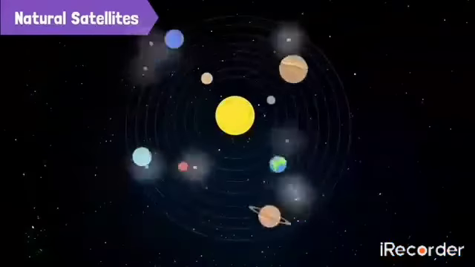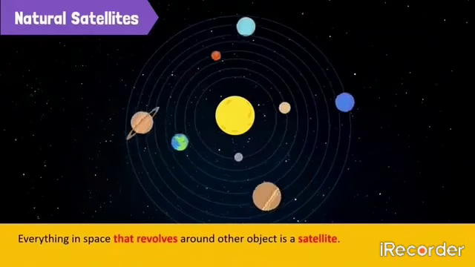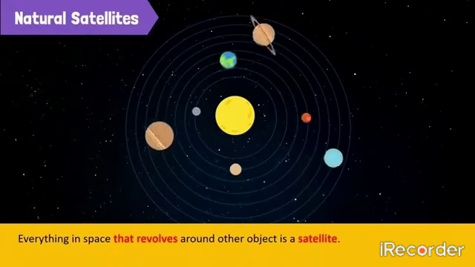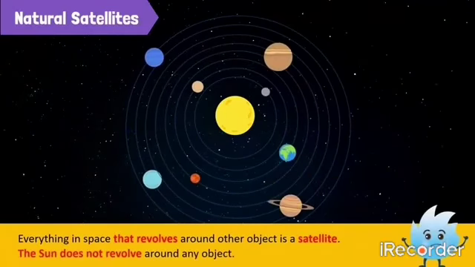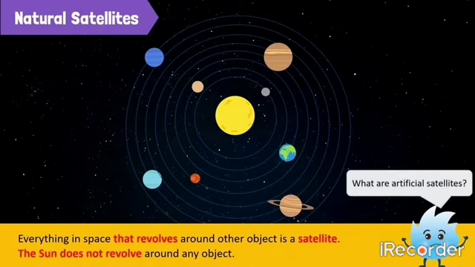Everything in space that revolves around other larger objects is a satellite. The sun does not revolve around any object, so it is not a satellite. Oh, now I understand. But what are artificial satellites?